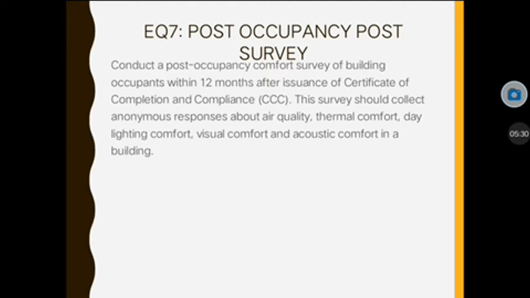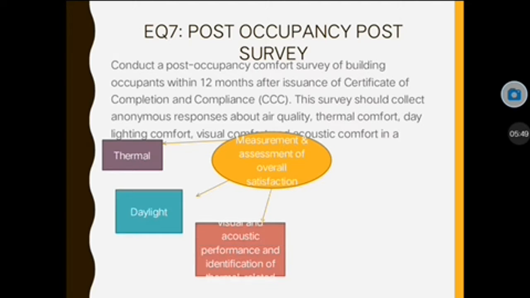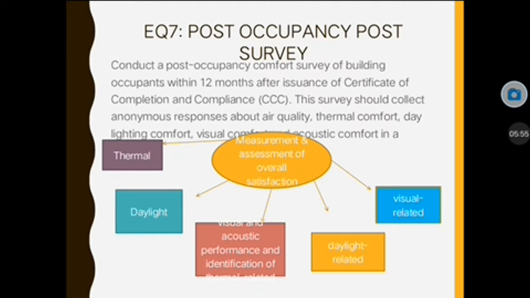This survey should collect anonymous responses about air quality, thermal comfort, daylighting comfort, visual comfort, and acoustic comfort in a building, for measurement and assessment of overall satisfaction, including thermal, daylight, visual and acoustic performance, and identification of thermal-related, daylight-related, visual-related, and acoustic-related problems.